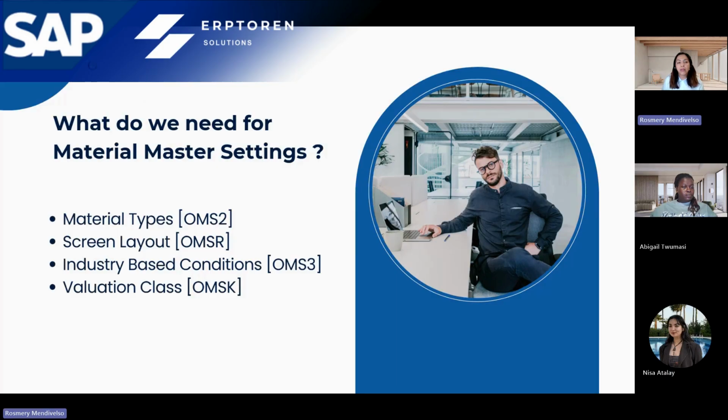Now, what do we need for material master settings? We need material types, screen layout, industry based condition, and valuation class. All the things you have in the brackets are the transaction codes for quick use.